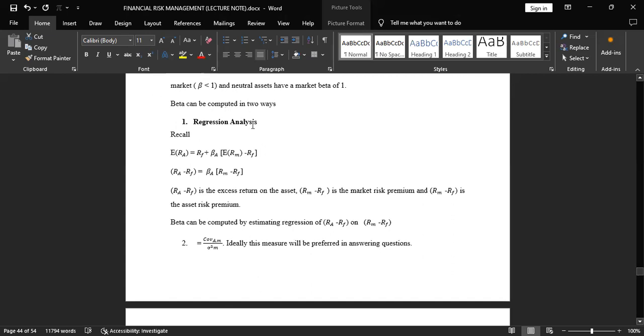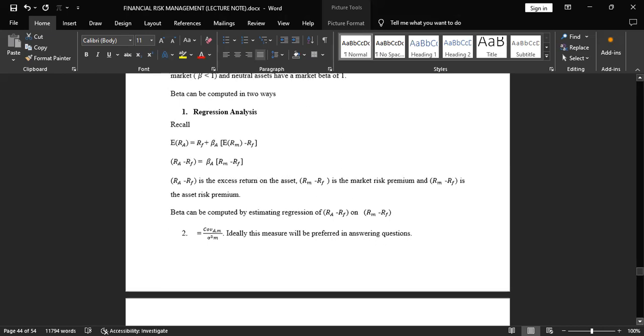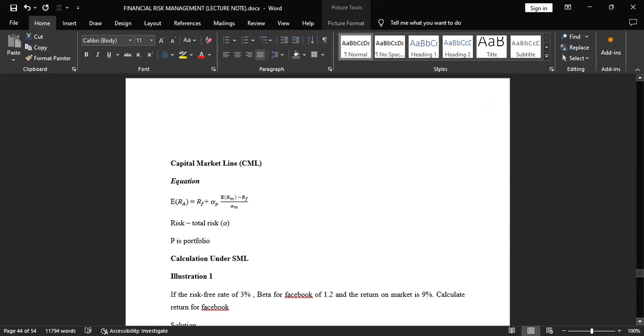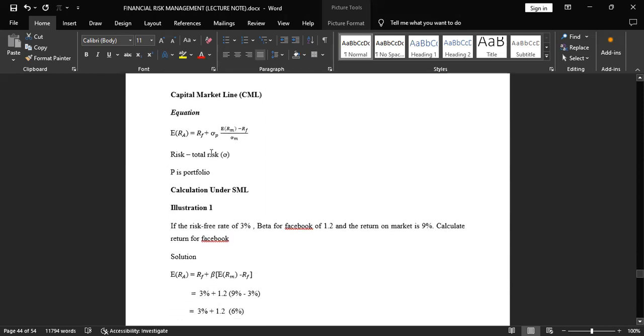We have regression. If you recall this formula, the return on the asset minus the risk-free rate. The second way of calculating beta is the covariance over the variance of the market. Now I want us to go to the capital market line. We are not going to concentrate on this. We are going to work on the security market line.